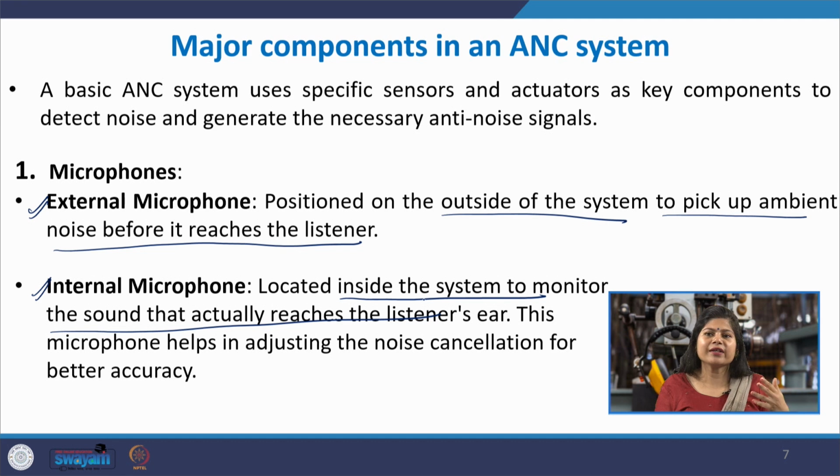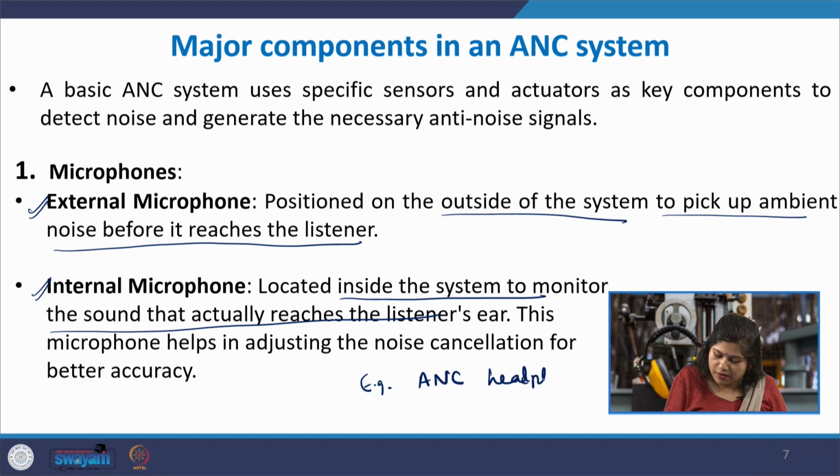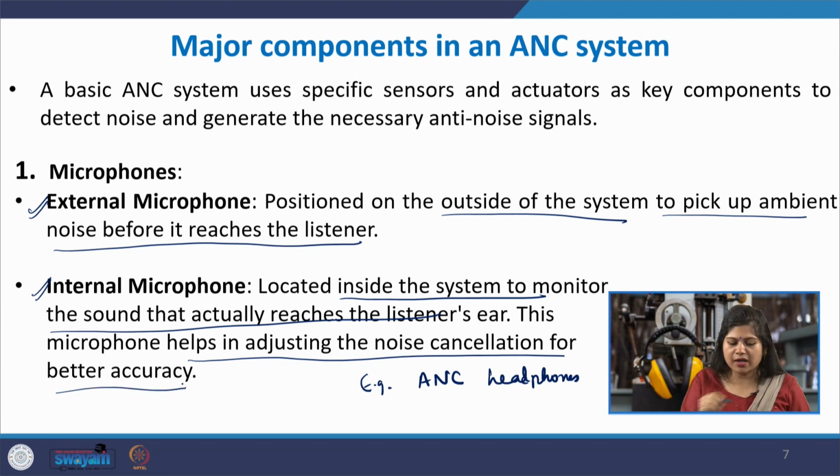In that case, suppose the listener is wearing a headphone. You have various kinds of ANC headphones. Okay? You will see in the market various ANC headphones that are available. So, here the microphone located next to the ear in the earphones and headphones becomes your internal microphone, which is located just at the listener's ear. So, it helps in adjusting the noise cancellation for better accuracy.